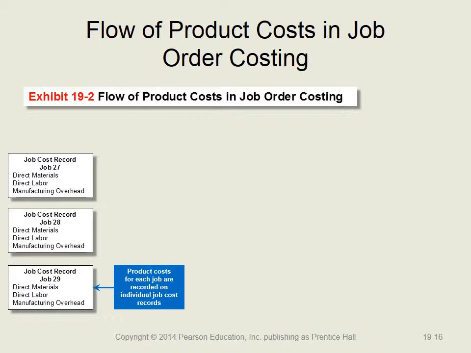Exhibit 19-2 shows the flow of product costs through a job order costing system. It begins with the job cost record. As soon as a job is started, all of the direct materials, direct labor, and manufacturing overhead costs for the job are recorded on this job cost record. Here, Smart Touch Learning has started 3 jobs during the accounting period: Job 27, Job 28, and Job 29.